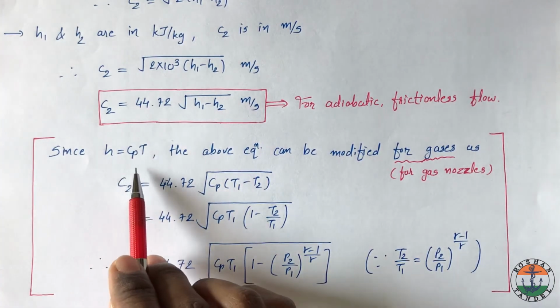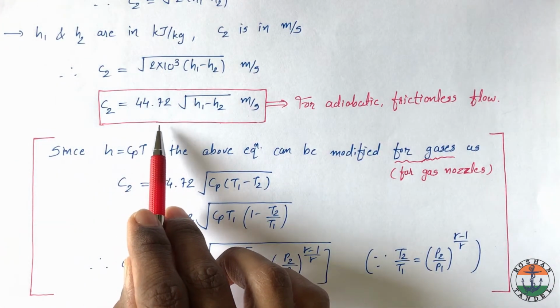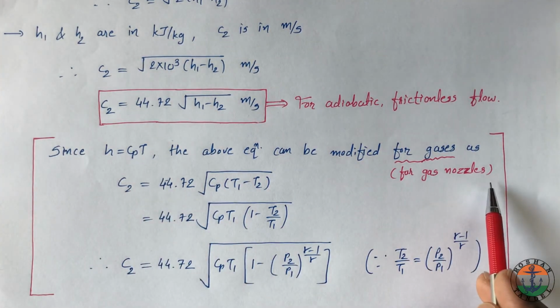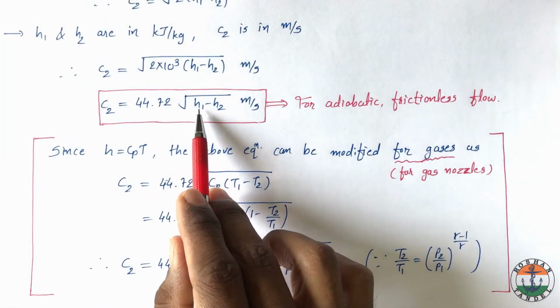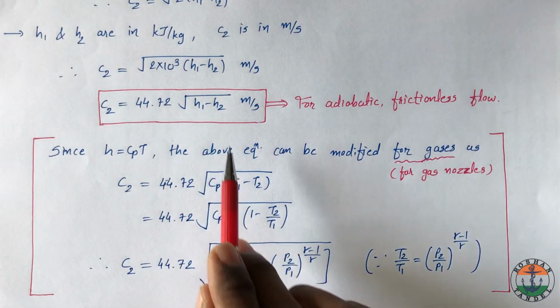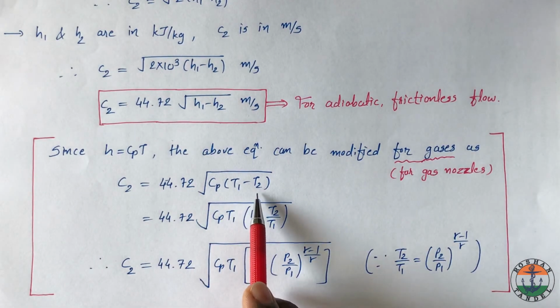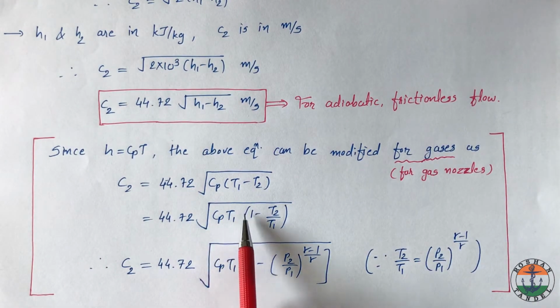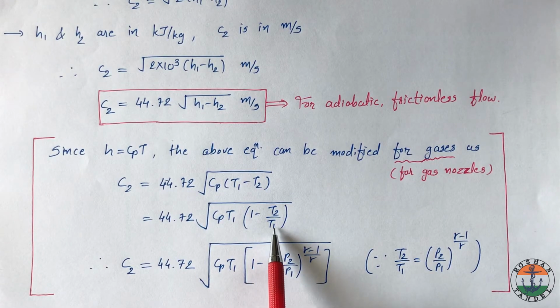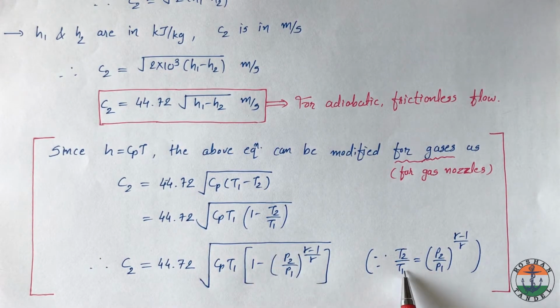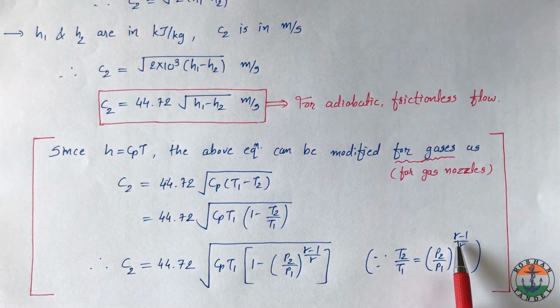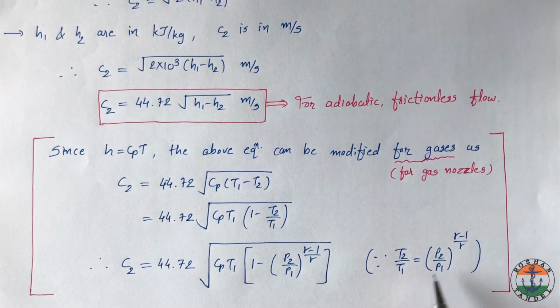Now, H is equal to Cp into T. So, if you want to apply this equation for gas nozzles, then you have to put H1 is equal to Cp into T1 and H2 is equal to Cp into T2. Take Cp T1 common. So, in bracket, we will get 1 minus T2 by T1. Now, T2 by T1 is equal to P2 by P1 raised to gamma minus 1 upon gamma. Put this value over here and you can find C2.